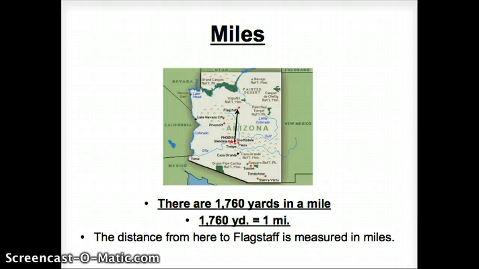1,760 yards in a mile. Trust me, no need to count, cause that could take a while. A mile is 5,280 feet. That's right, we're talking length with strength over the beat.